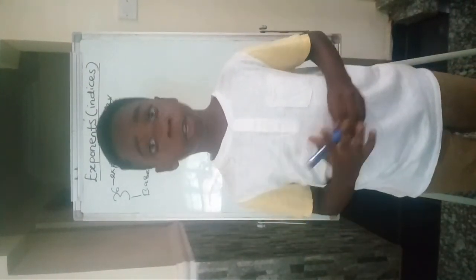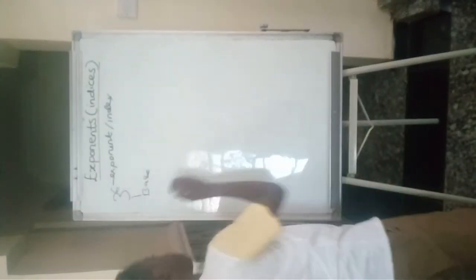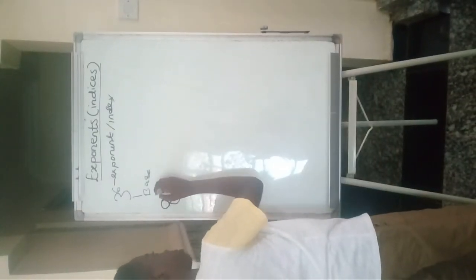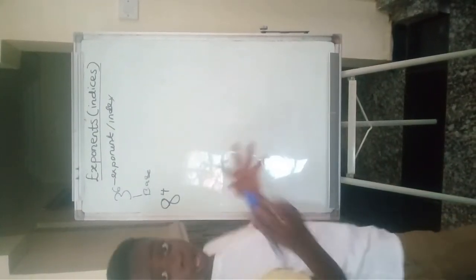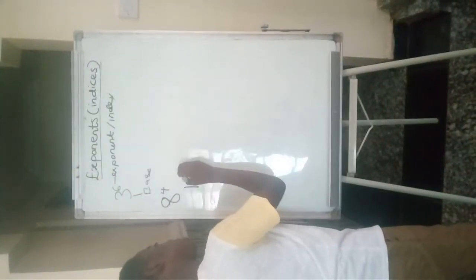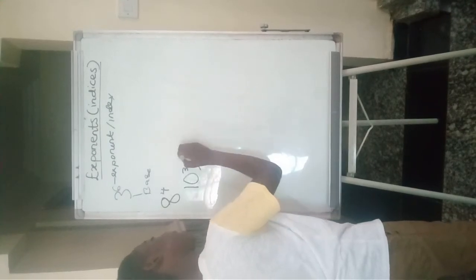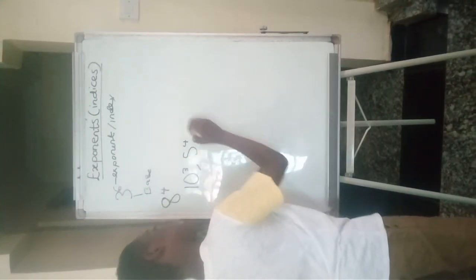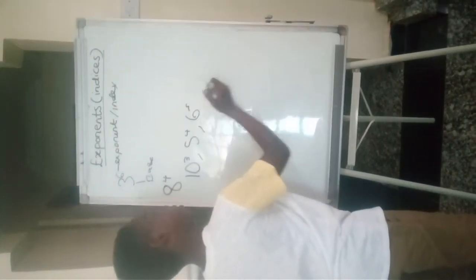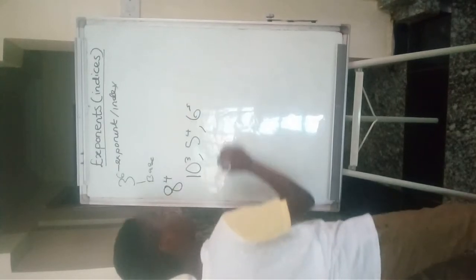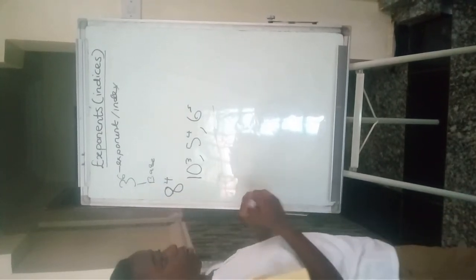In mathematics, whenever you see a big number like 8 exponent 4 and a smaller one, know that's an exponent. 10 exponent 3, 5 exponent 4, and 6 exponent 5. These are common exponents to recognize.